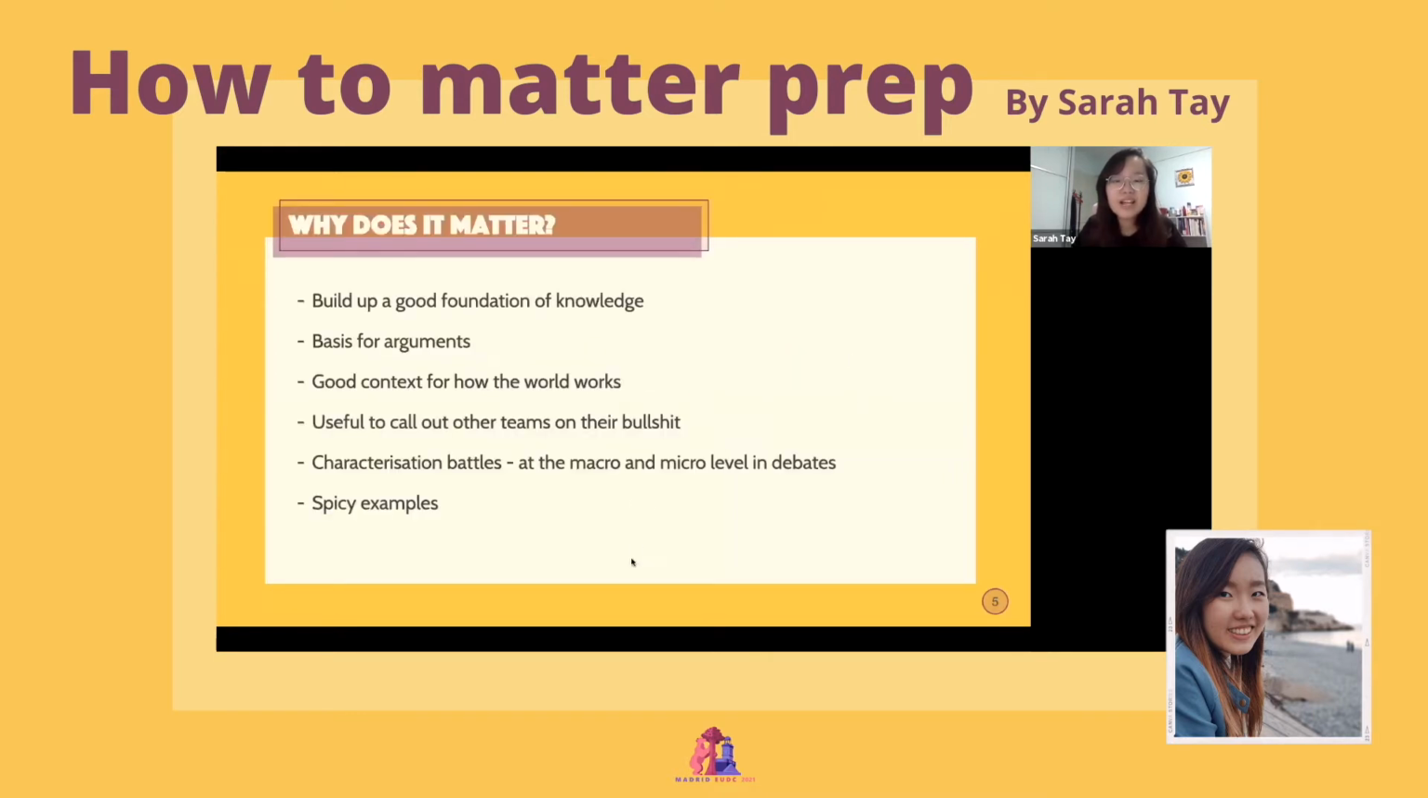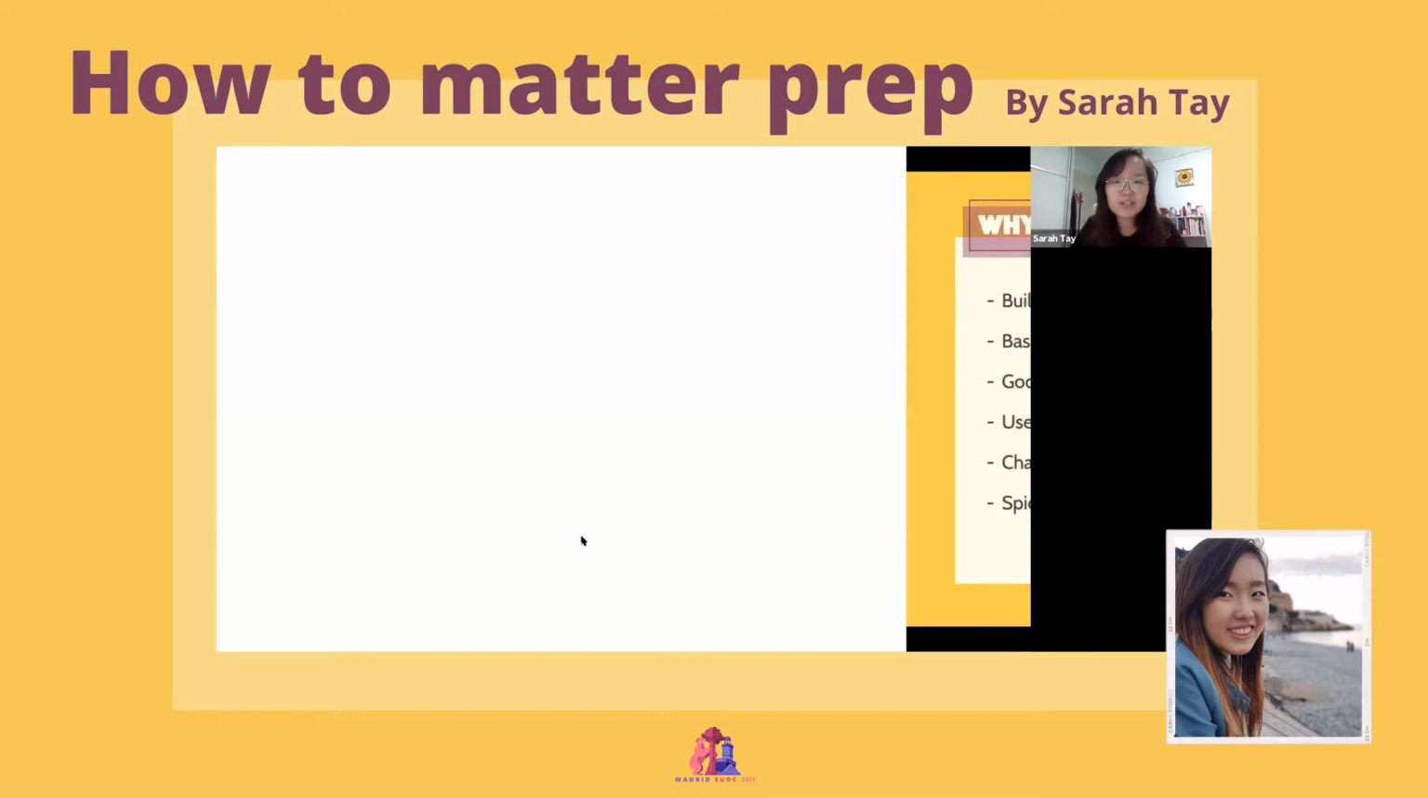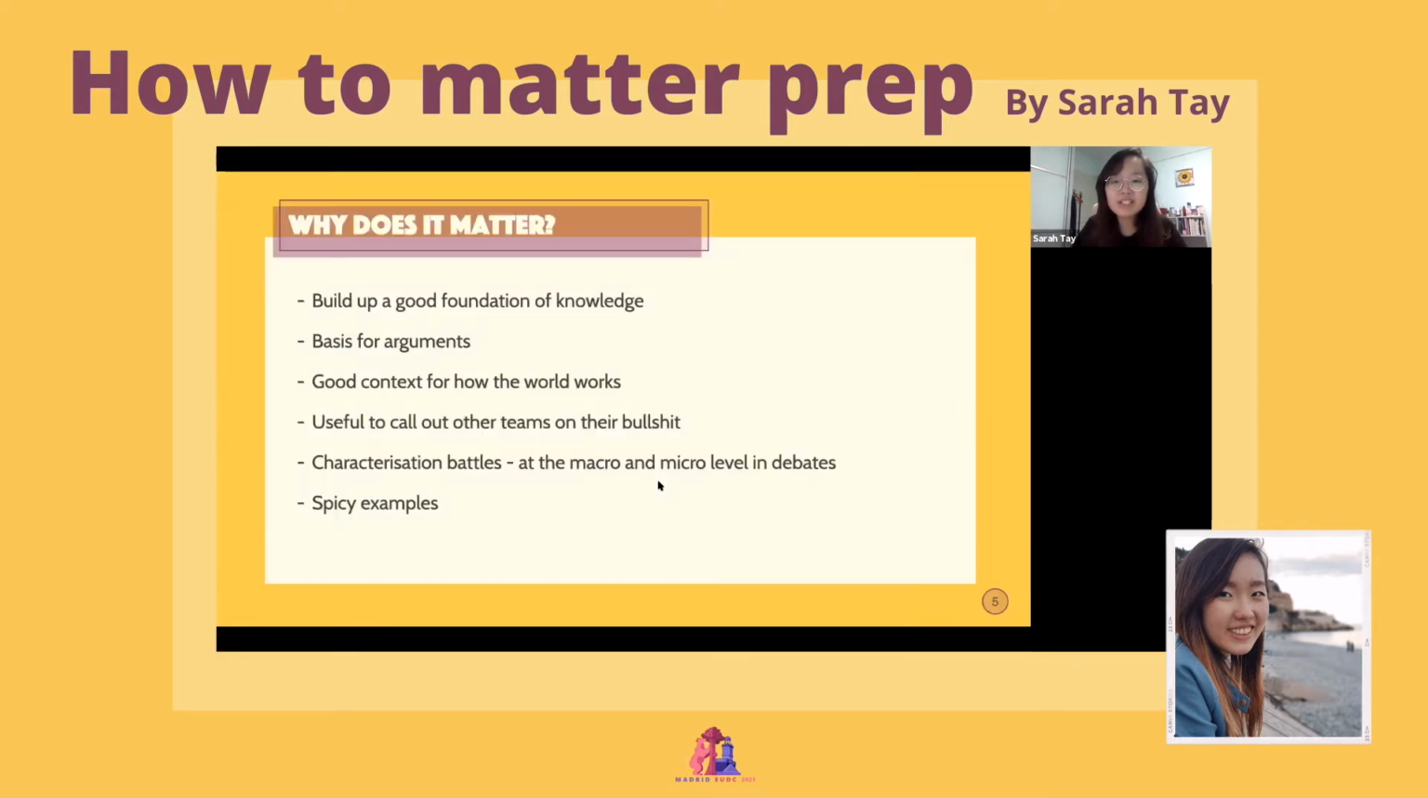Mm-hmm. Yeah, that's great. Whoops, I've just gone on to the next slide. But yeah, that's definitely true. And a lot of it is, as you guys mentioned, in terms of wanting to build up your arguments to prepare for what other people say, so that you don't feel stupid. That's very true. And definitely in terms of having context for whether you can either call people out on their bullshit or situate your arguments in it.